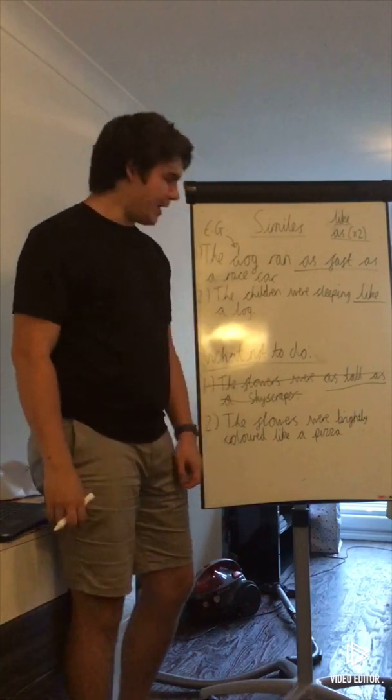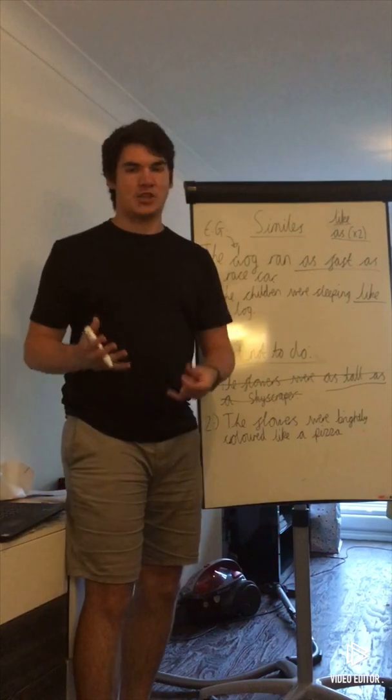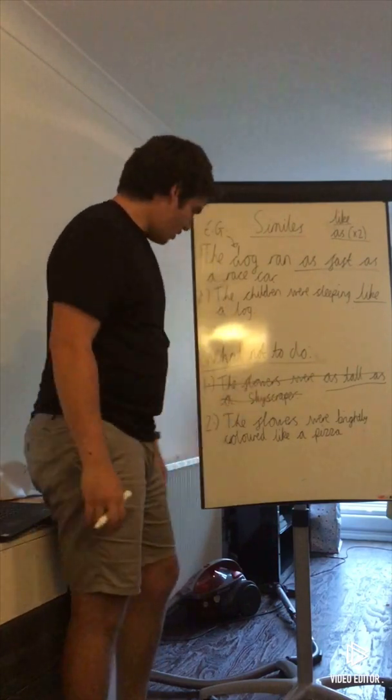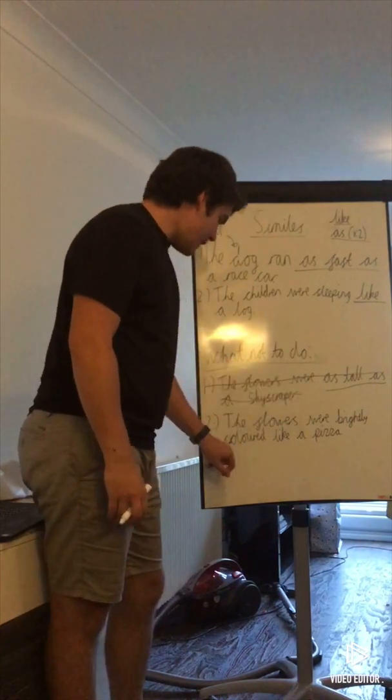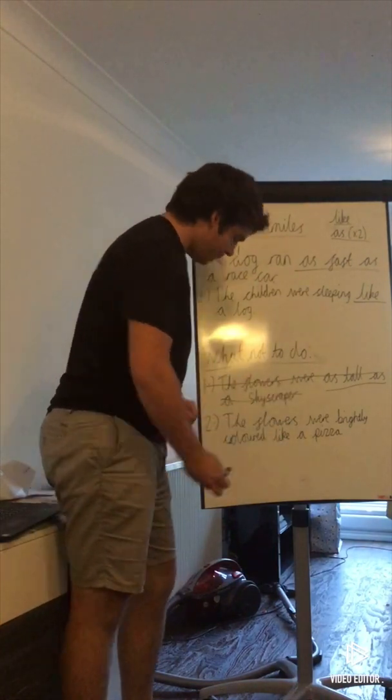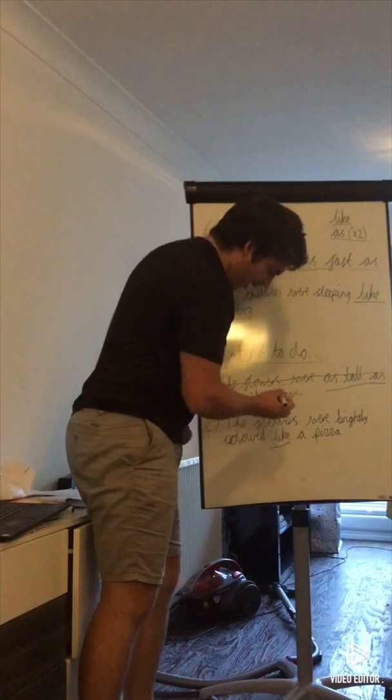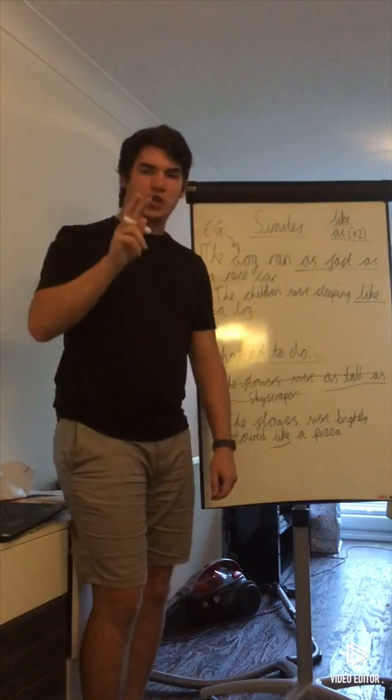But the main issue there, it doesn't make sense. They're not that tall, it doesn't work. So, let's look at the second one. The flowers were brightly coloured like a pizza. So I've got the word like in there. So let's go through my 2 rules.